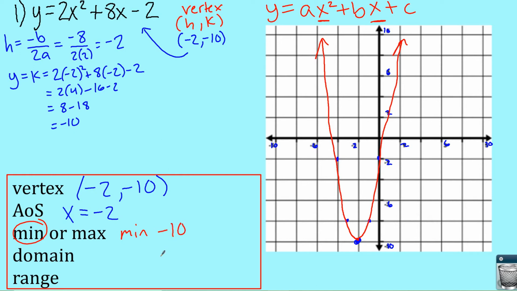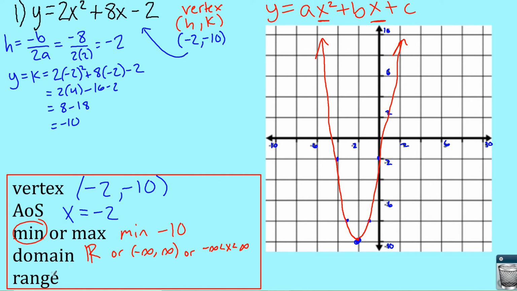The domain is your x values. So look at it from left to right. It's going to keep going left, it's going to keep going right. So my x's can be anything. So here we can just say all reals, or we can use interval notation, negative infinity to infinity. Or we can use inequality notation: negative infinity is less than x is less than infinity.